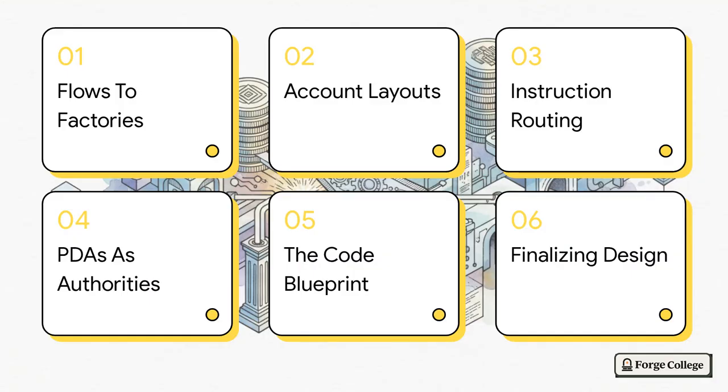All right, here's the docket for today's patent filing. We're going to start by moving from single flows to massive factories, then check out account layout architectures, smart instruction routing, using PDAs as authorities, translating it all into a code blueprint, and finally, sealing up our design. It's a packed docket, so let's get building.